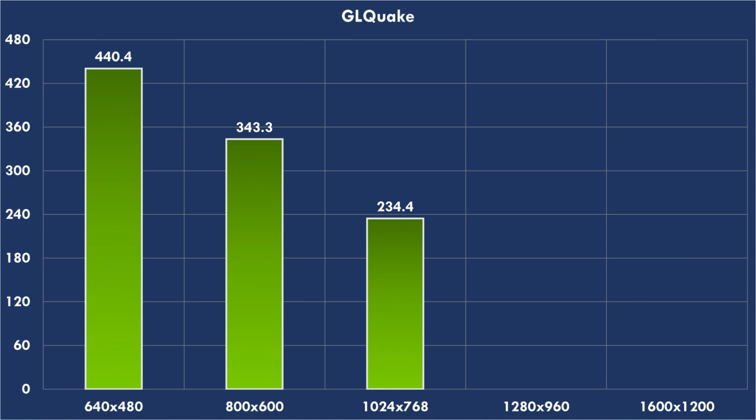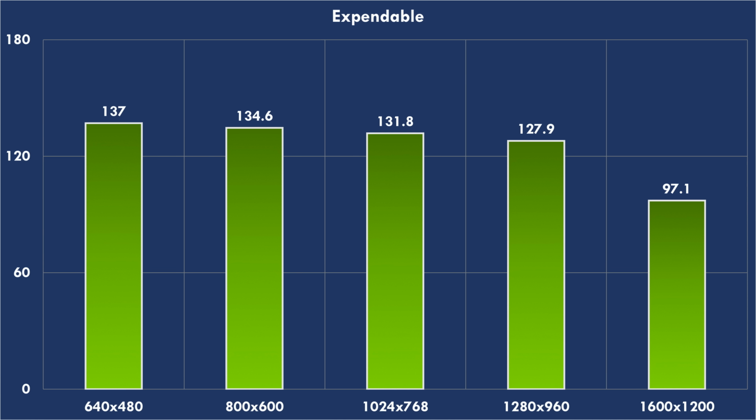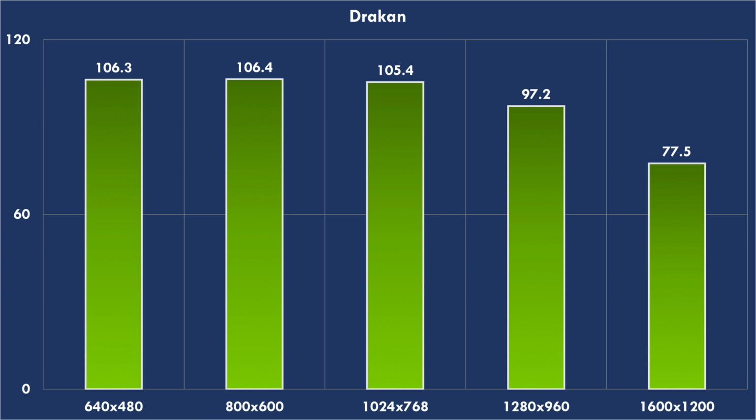I put together some charts. Here we can see the resolution scaling under GLQuake. For some reason, the two higher resolutions wouldn't run on this machine. Maybe an issue with the driver version. Here we have Expendable. We can see how the machine is sort of limited at the lower resolution, but then as we crank up to 1600 by 1200, the video card gets stressed a little bit more, but we're still getting 98 FPS, which is awesome. And here we have Drakan. Look at that, 77.5 FPS at 1600 by 1200.